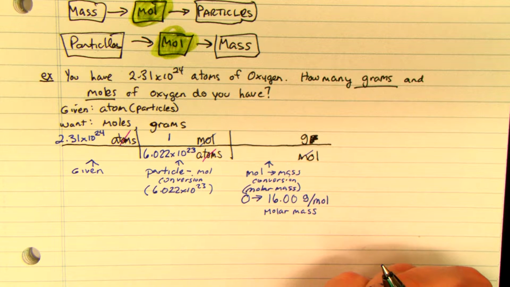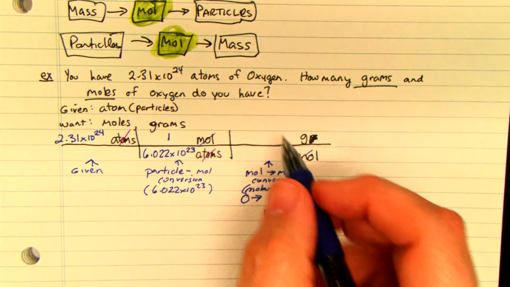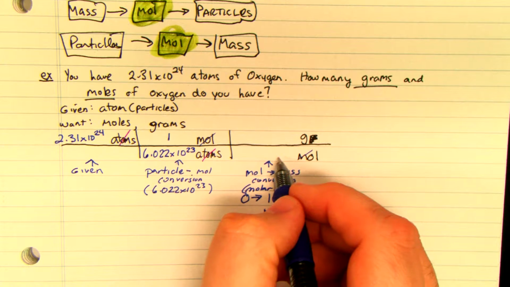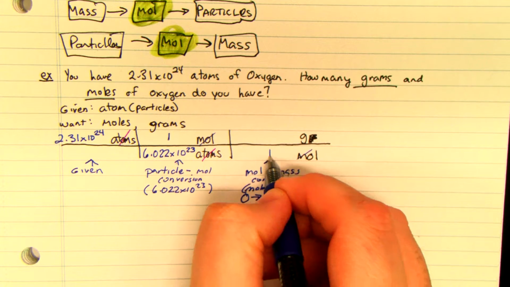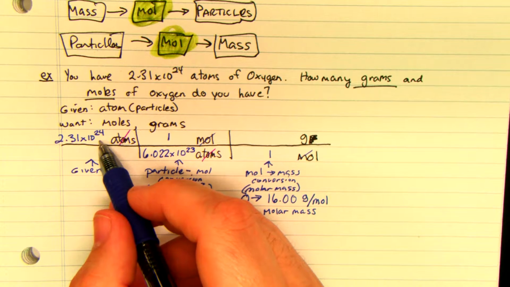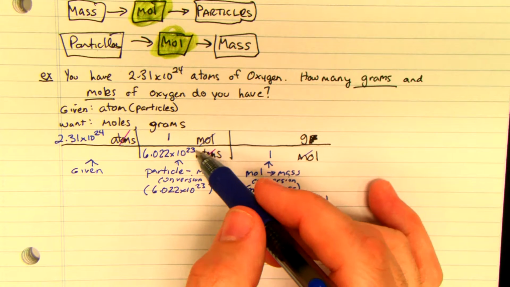But now let's go to grams per mole. That's molar mass. So how many moles are there again? 1. That's the nice thing. Outside of if you're given moles, the number of moles in all the conversions is going to be 1.